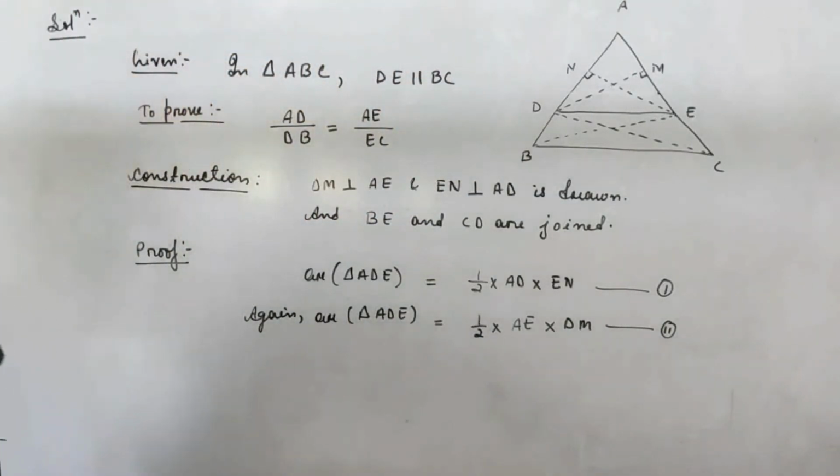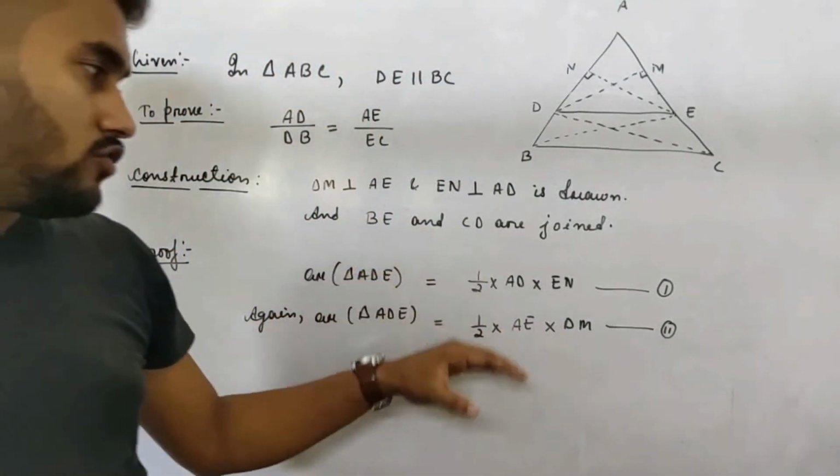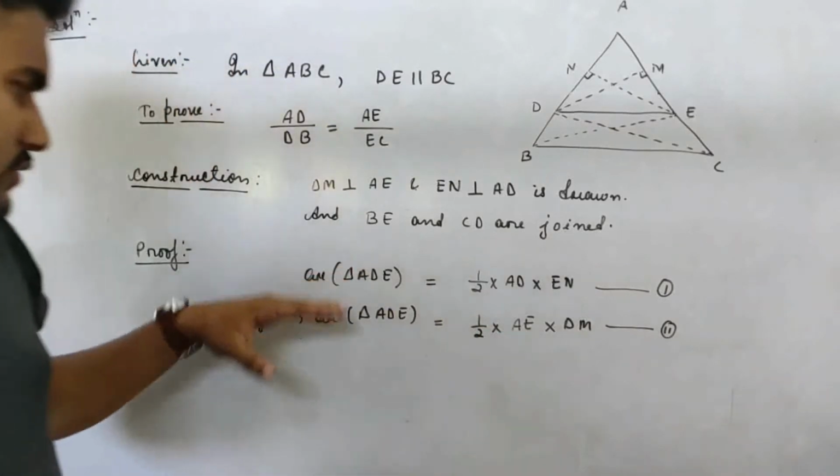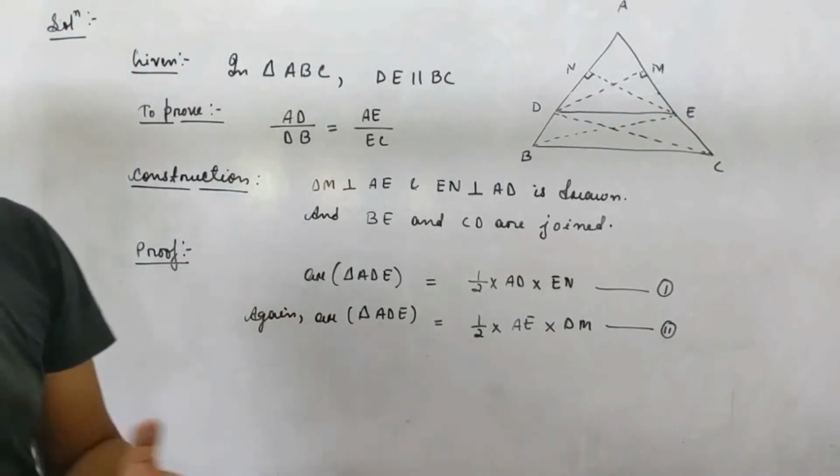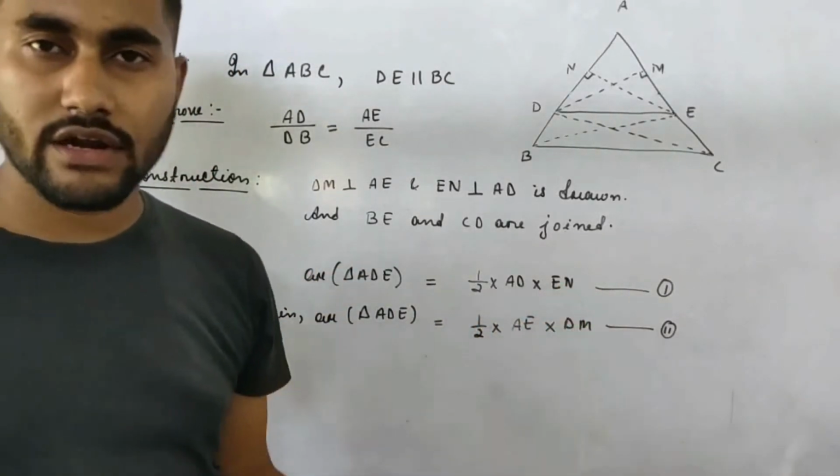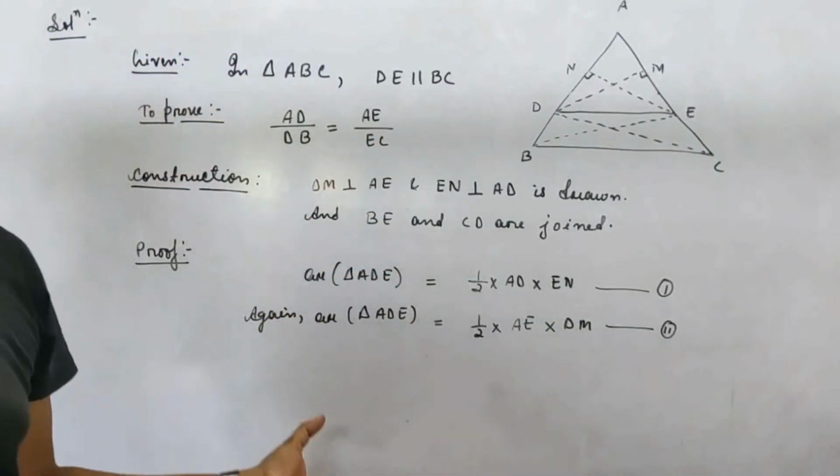For the same triangle, we have got 2 formulas for area. The area of the same triangle will be the same, only with different base and different height. The area will be the same because the triangle is the same.